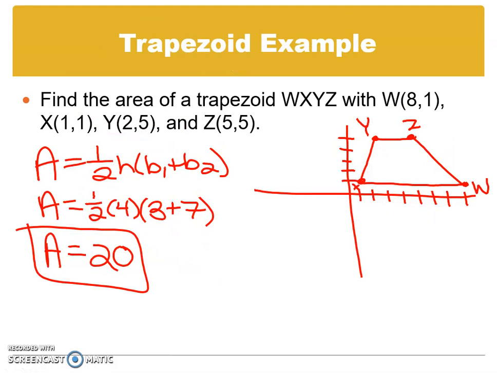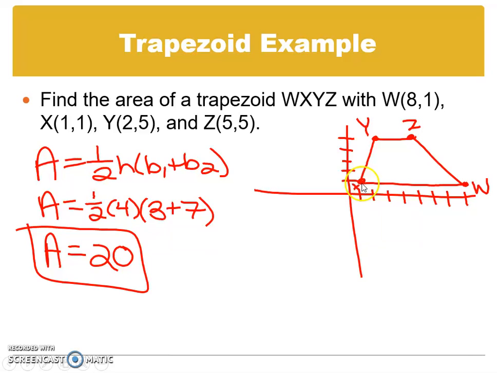Find the area of a trapezoid with (8, 1), (1, 1), (2, 5), and (5, 5). So let's do another one. You don't have to draw this. You can just look at this picture for this one. You don't need to draw this picture. You can just look. (1, 1), (2, 5), (5, 5), and (8, 1).